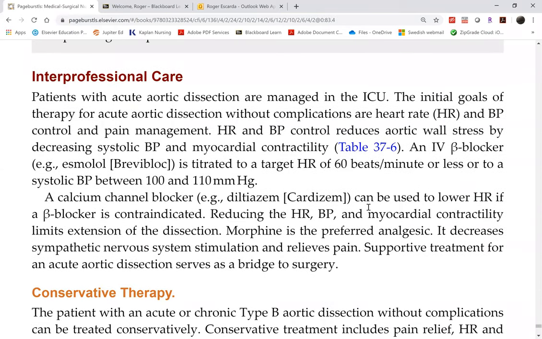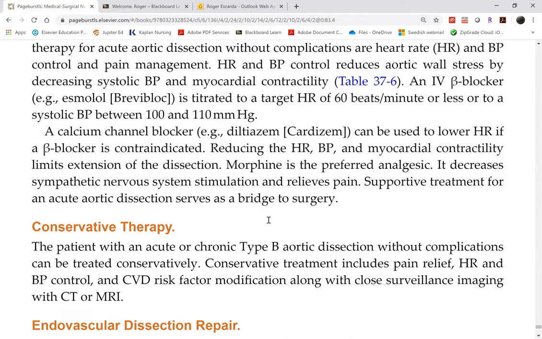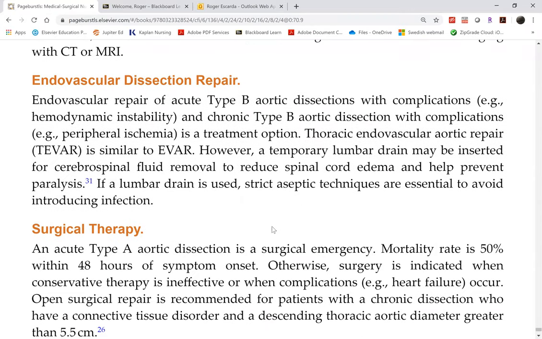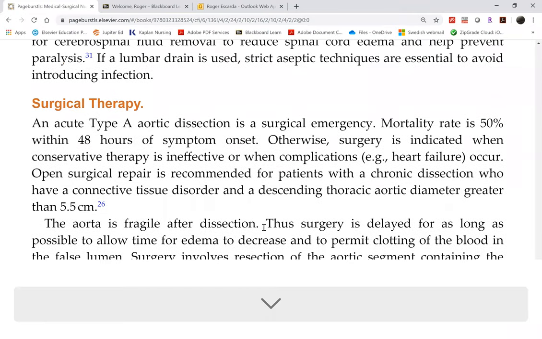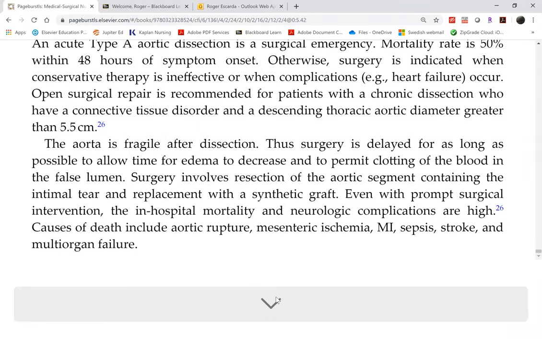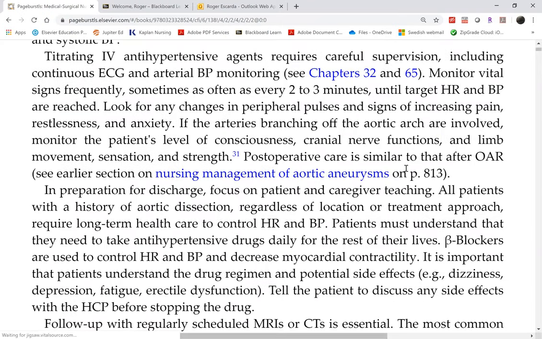If it's not ruptured, it's treated conservatively, so blood pressure medications again. And we have to repair it. You can't wait for this thing because it can rupture anytime. So surgery will be considered. Pre and post op care is the same.